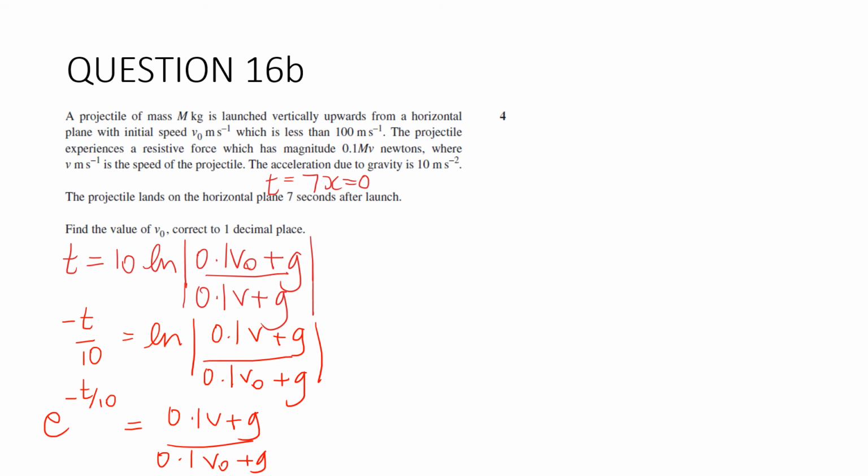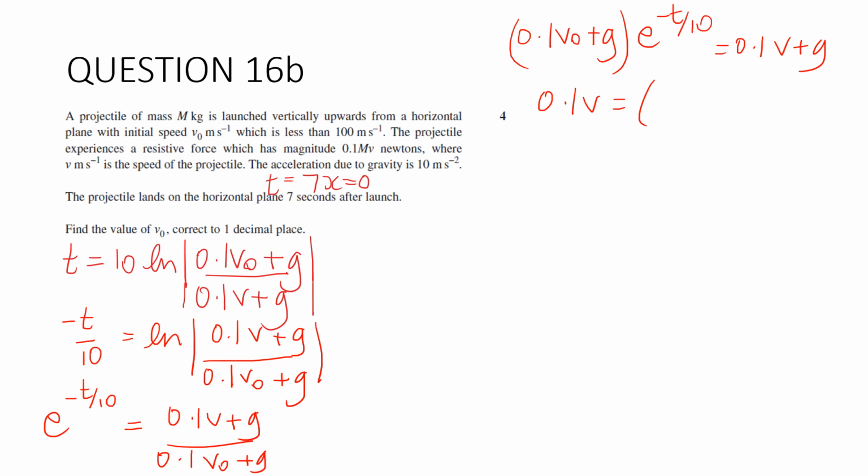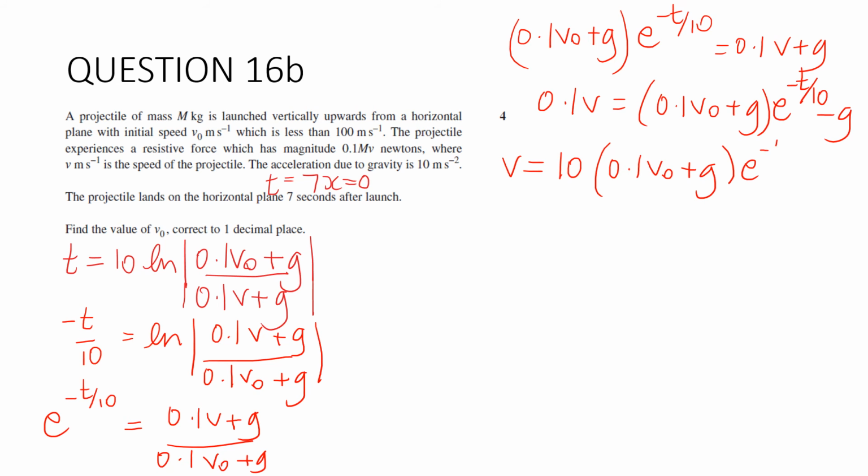And up here that's going to give us 0.1 v naught plus g multiplied by e to the negative t on 10 is equal to 0.1 v plus g. So 0.1 v is equal to 0.1 v naught plus g, e to the negative t on 10, minus g, and then dividing by, well, let's just multiply by 10. So v will equal 10, 0.1 v naught plus g, e to the negative t on 10, take 10 g.